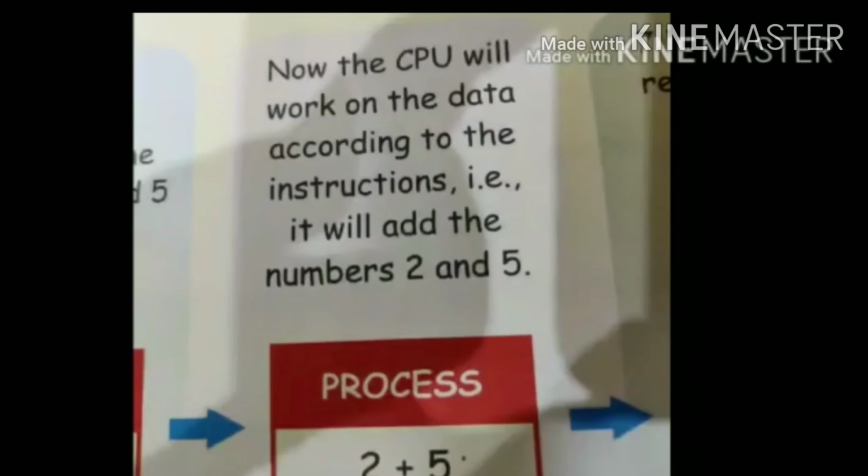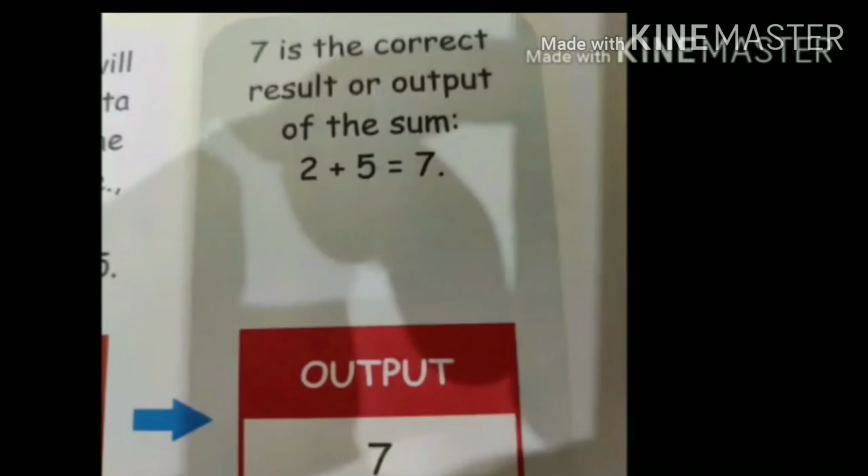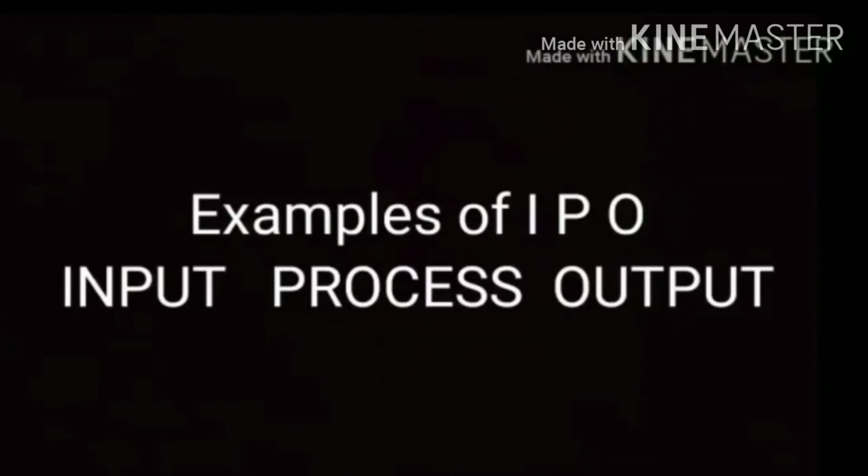Now the CPU will work on the data according to the instructions, that is, it will add the numbers 2 and 5. So this is the process. And final output that you get, 7 is the correct result or output of the sum, that is 2 plus 5 is equal to 7. So this is the output. So children, these are the examples of IPO, that is input, process and output, through which computer works.